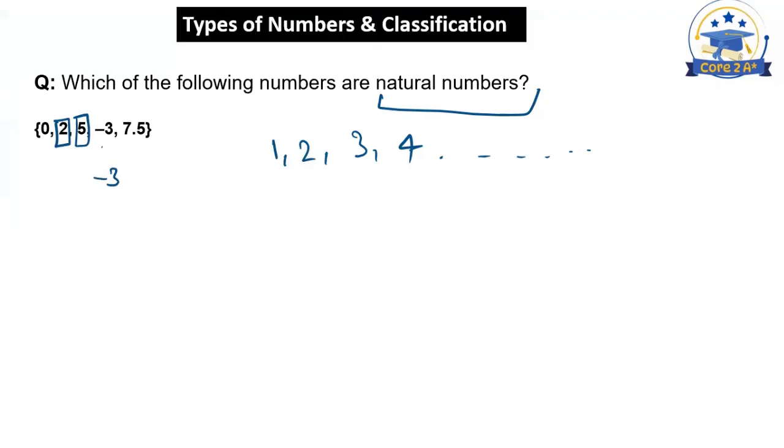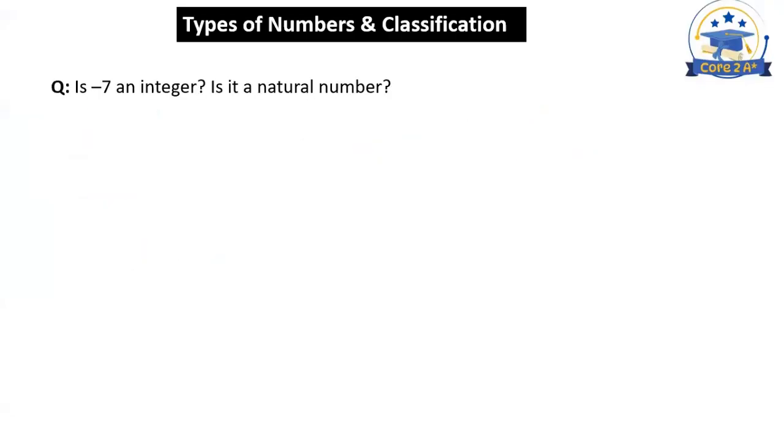-3, this is negative, so we cannot consider it as a natural number. 7.5 is also a decimal number, right? So we cannot consider it as a natural number. So natural numbers we have only 2 and 5. Only 2 numbers are natural numbers. Moving to the next question.